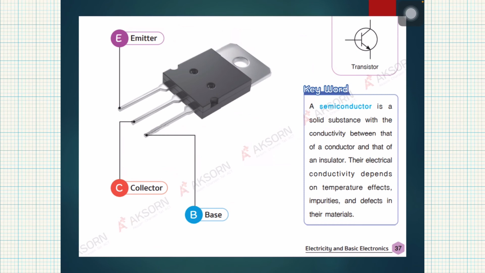Okay, so you can see there the parts of a transistor. So how many legs does it have? It has 1, 2, and 3 legs. And the symbol of the transistor is this one. Okay.